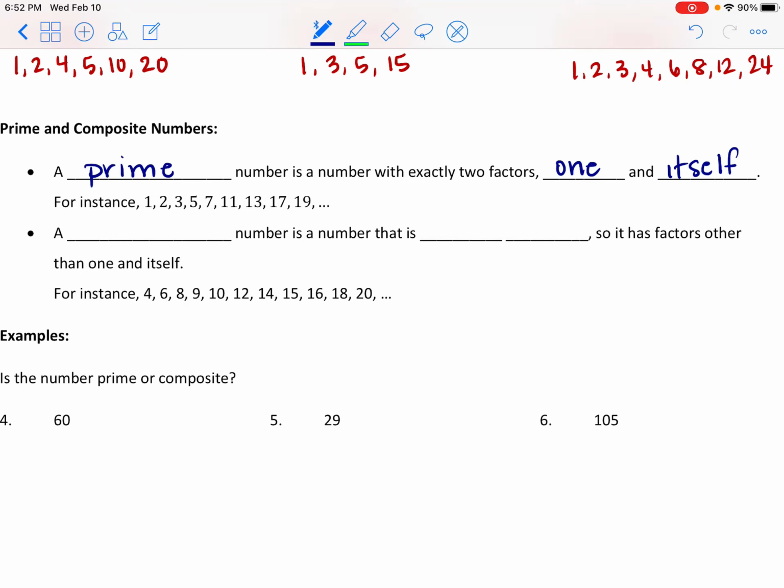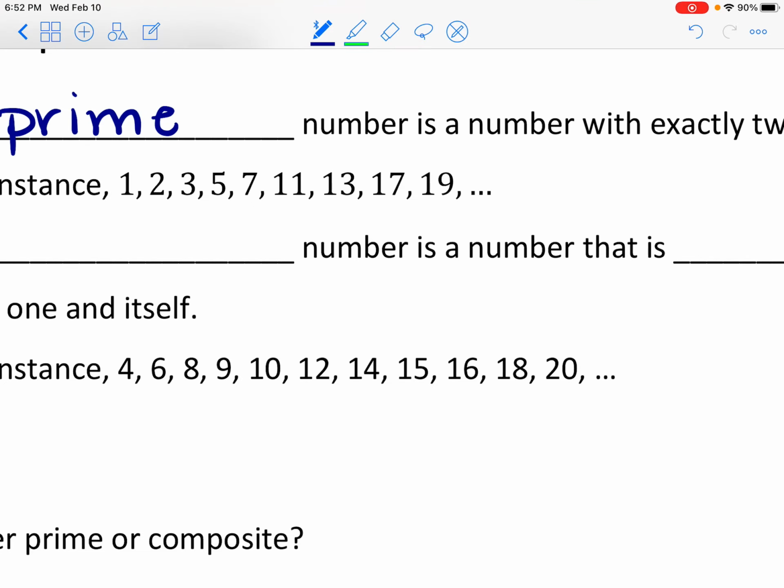So for instance, if I started making a list in my whole numbers, or actually natural numbers technically, of numbers that are only divisible by 1 and themselves, that would include 1, 2, 3, 5, 7. Notice I skipped a couple, so I skipped 4 because 4 has other factors like 2. I also skipped 6 in here because 6 is divisible by 2 and 3 and not just 1 and itself.